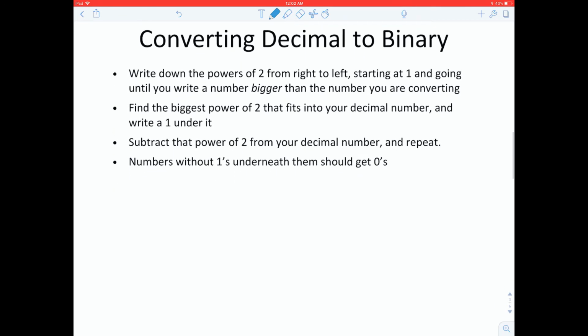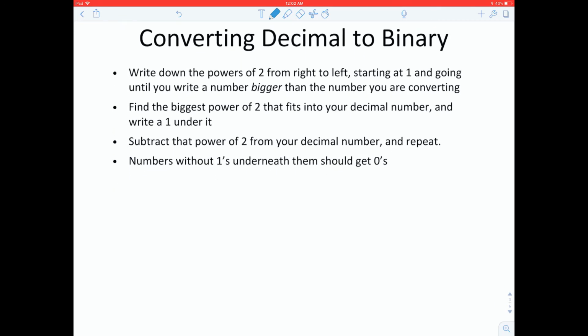So now let's look into converting decimal to binary. Okay, so first off, I'm going to start writing the powers of 2, but I need to know what my number is. So let's take a number. How about 57? So I'm going to start writing down the powers of 2 from right to left. Now, how do I know when to stop writing powers of 2? Well, as soon as I get to a power of 2 that's bigger than the number I'm trying to convert, I can stop.